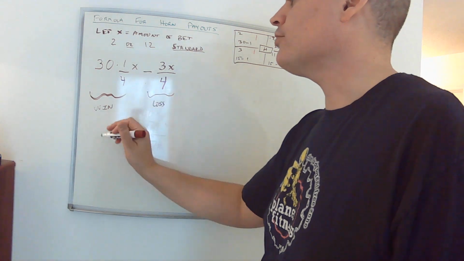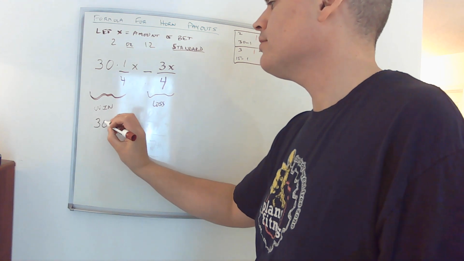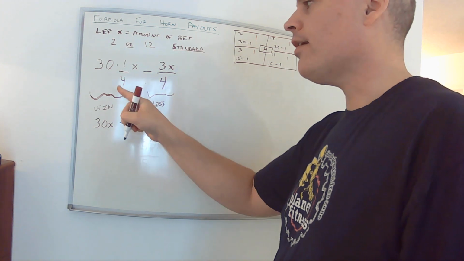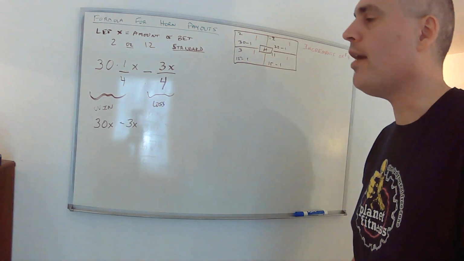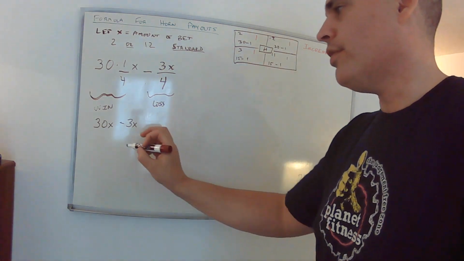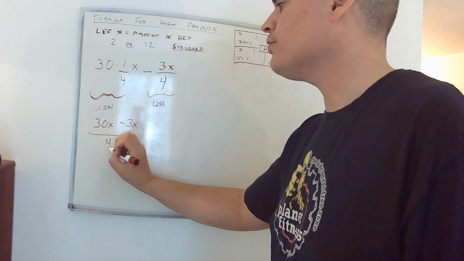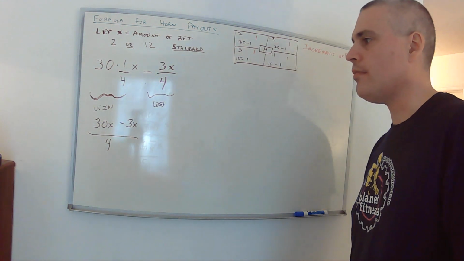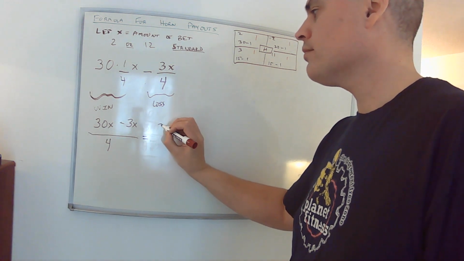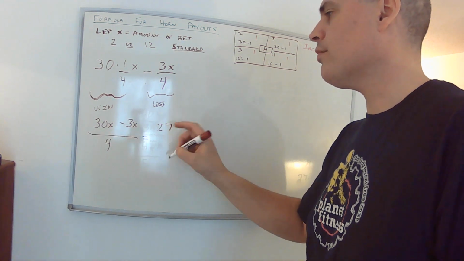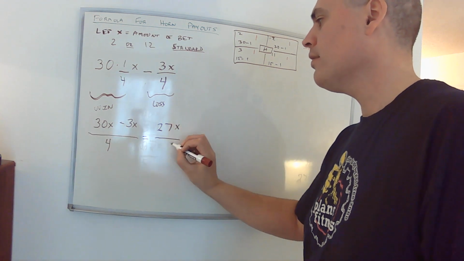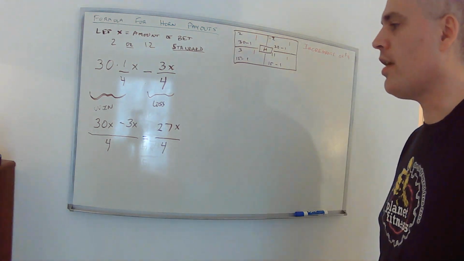I've got 30 times 1x, which is 30x. I've got minus 3x here, and very nicely I have a common denominator already. I don't need to multiply stuff to get a common denominator. Really simple. So all that goes over 4. All I got to do now is subtract, because I've got like numbers on top. So 30x minus 3x is 27x. My bottom number stays the same.